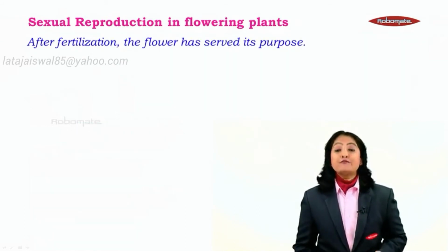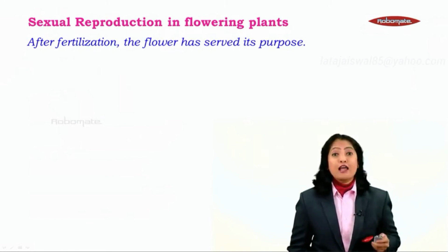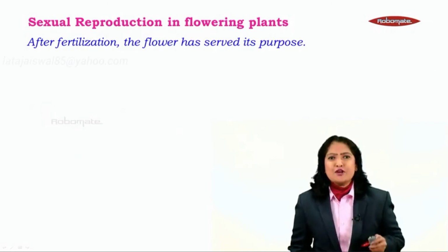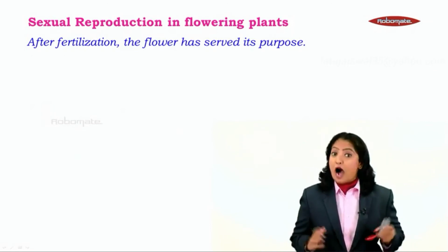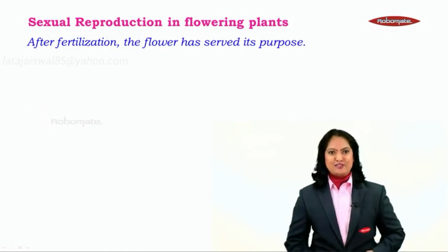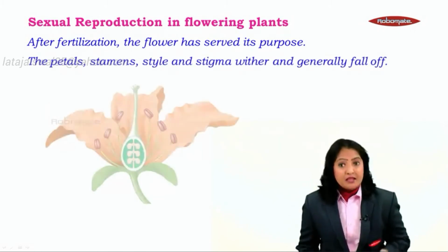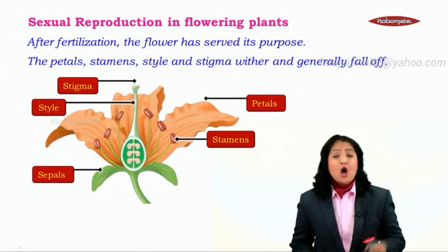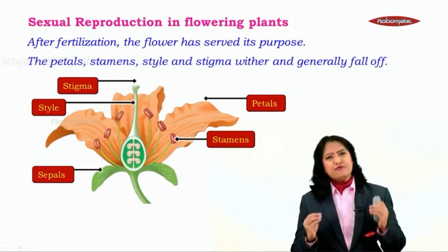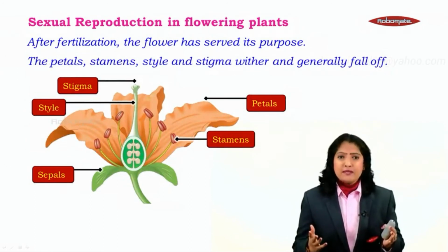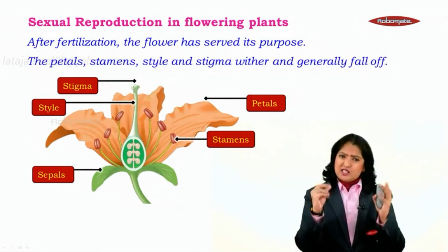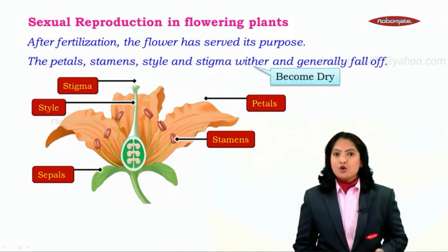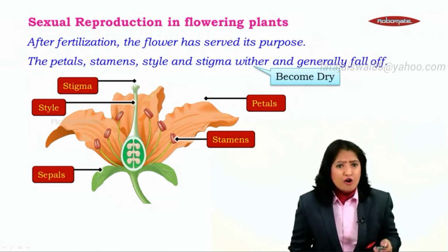After fertilization, the flower has served its purpose. We established that the flower is a reproductive organ of the plant. So after fertilization, the flower has served its purpose. So what will happen? The petals, the stamens, the style and stigma wither and generally fall off. After serving their purpose, there is no use of them. So they just dry off, they wither off and they fall off. Wither means they are going to dry off.